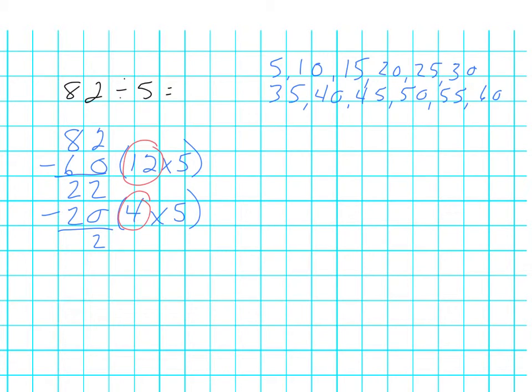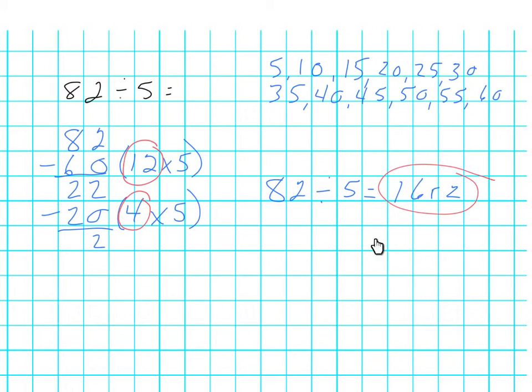And now over here, I can write my question with the answer. It's 82 divided by 5 equals, now I take the 12, add it to the 4, which gives me 16. I'm going to write 16 over here. I have this 2 remainder, so I'm going to write that remainder 2 here. So my final answer is 16, remainder 2.